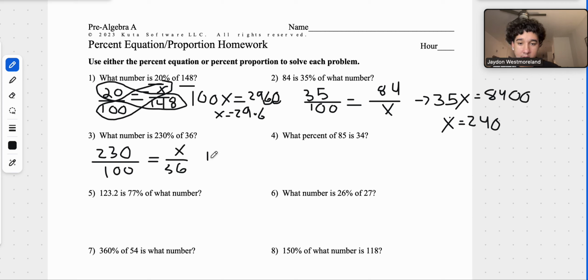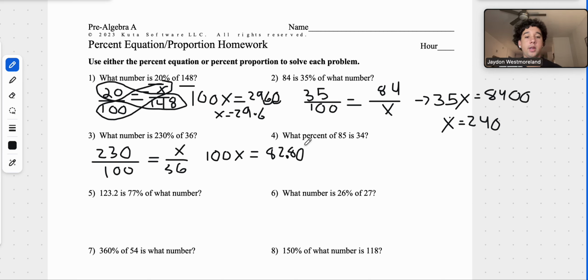Okay, so now I have 100x is equal to 230 times 36, 8,280. Again, dividing by 100 is just a decimal move twice to the left. So the answer is 82.8.